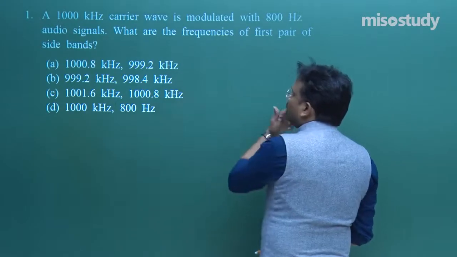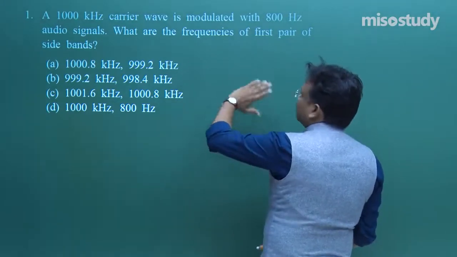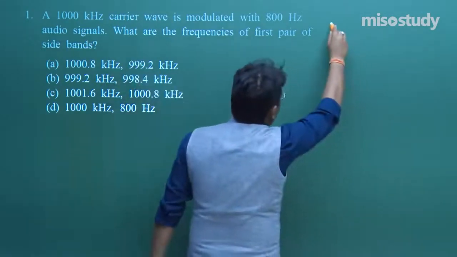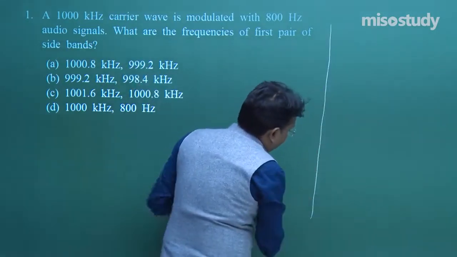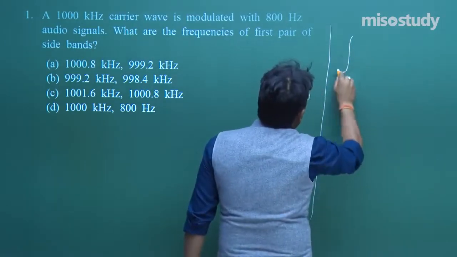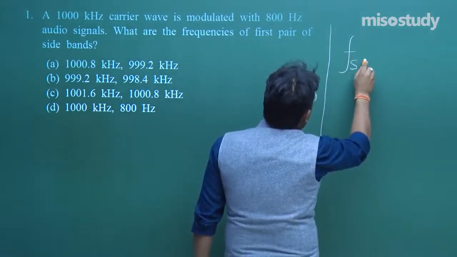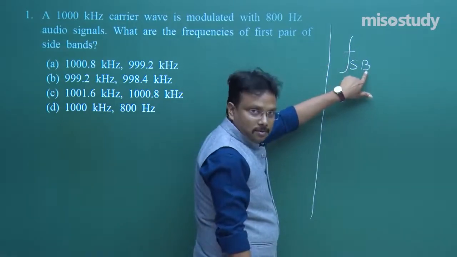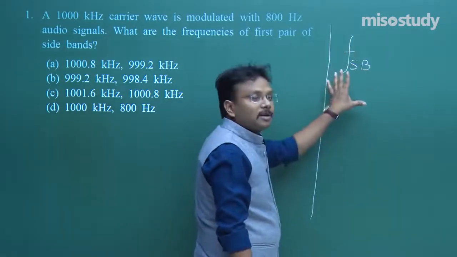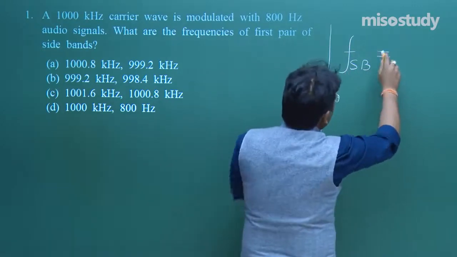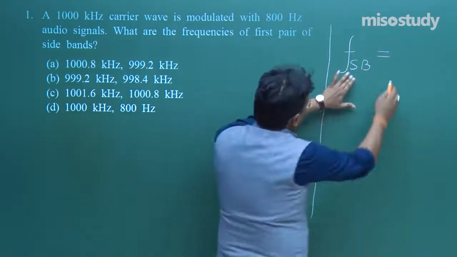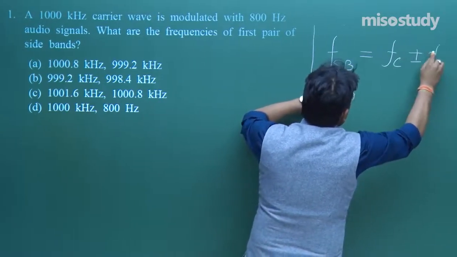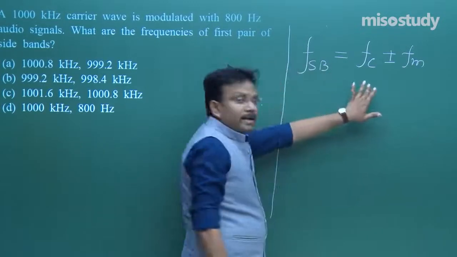The problem is in front of you. We just want to find the left side and right side pair of side bands. FSB, the frequency of side bands, is equal to the frequency of carrier wave plus or minus the frequency of modulated wave.